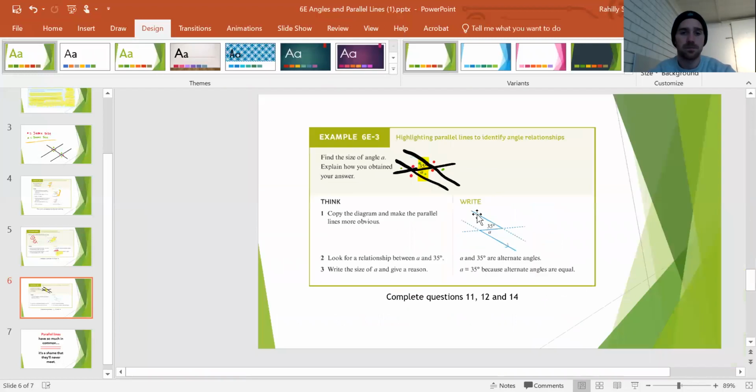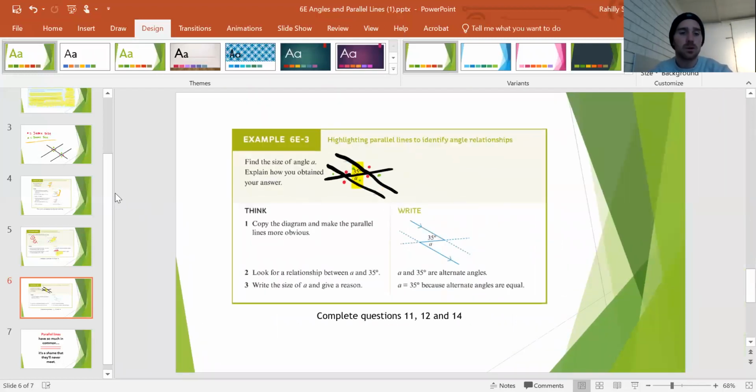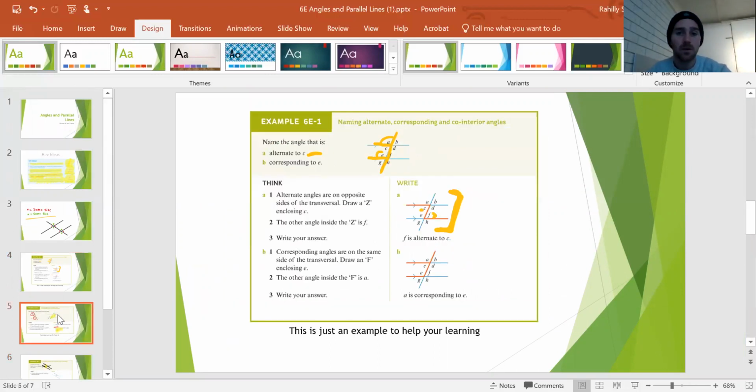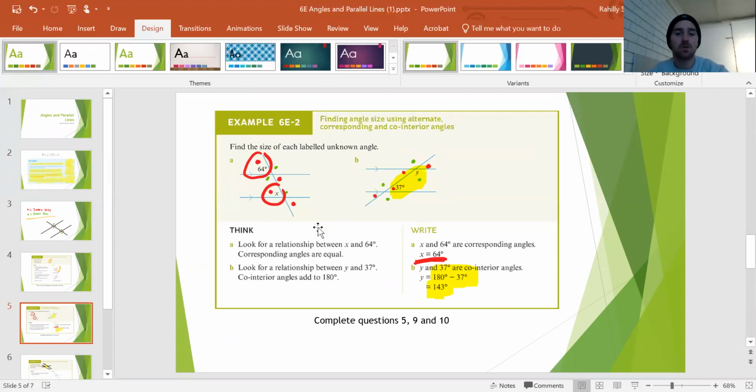35 degrees. You are going to get questions given to you by your teacher, focusing mainly so far on the first couple of examples we did. So this example here, questions 5, 9, and 10. They're the main ones you'll be doing so far.